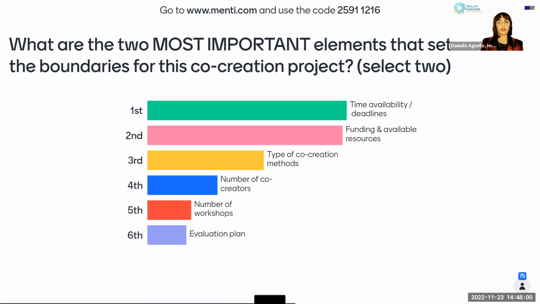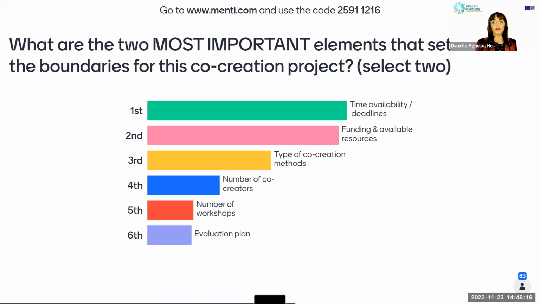So if you were in this co-creation project, what do you think the two most important elements are? So you still have some responses coming in. But while they're still coming in, you guys can still respond. I'm going to invite Mira to speak on behalf of the co-creators. Mira, do you see any of the resources that you guys, or what any elements that you think were the most important for this project?